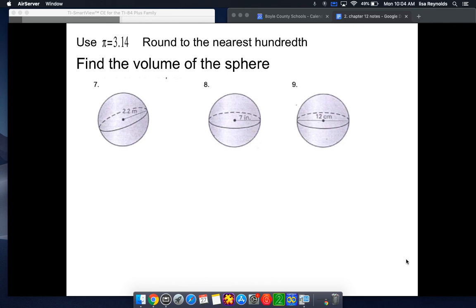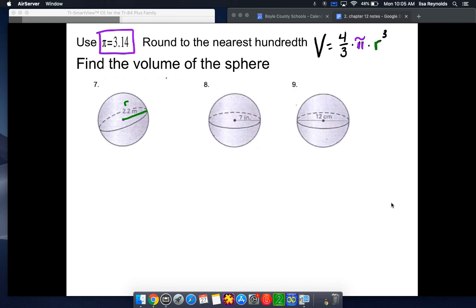So next we're going to practice with the volume. Our volume formula is 4/3 times the value of pi times the radius cubed. So pay attention to your directions. We're going to use 3.14 for our value of pi. And remember to make sure you're using the radius. So our radius goes from the center of the sphere to the outer edge of the sphere. So in problem 7, our radius is 2.2.